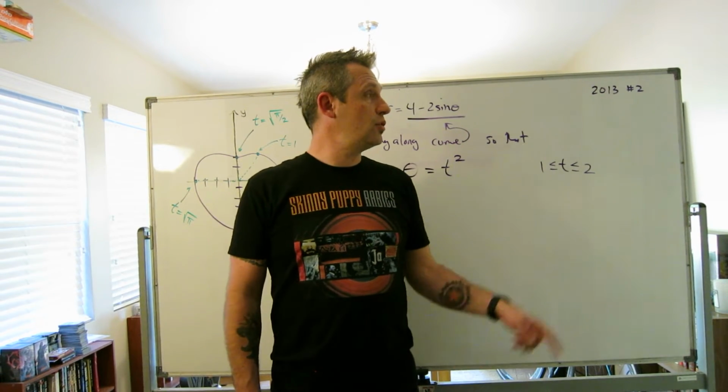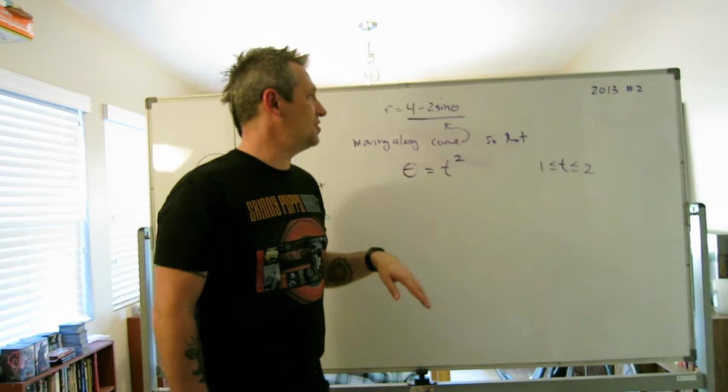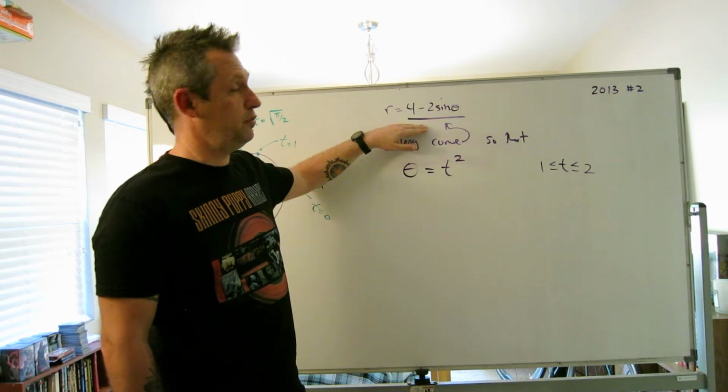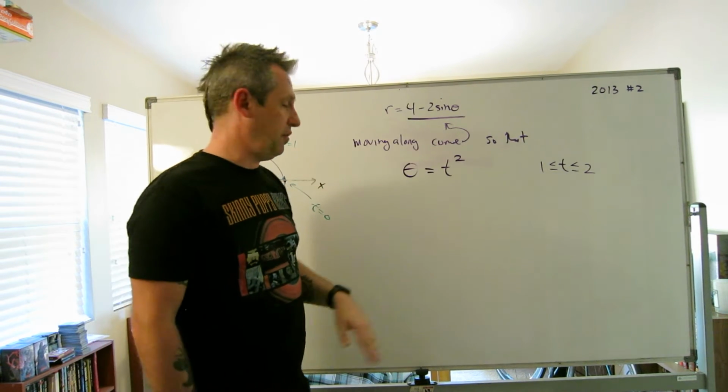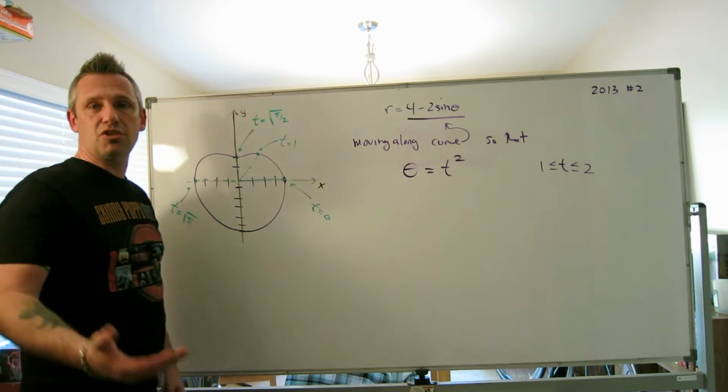So we're working on 2013 problem number 2. And in this part we're just dealing with the cardioid part of the curve. So we've got r equals 4 minus 2 sine of theta. The graph of this thing is over here. And this is actually a motion problem.